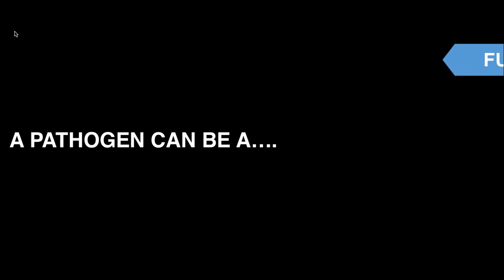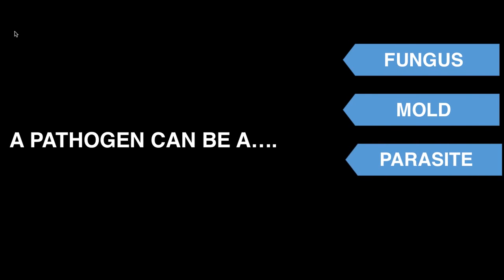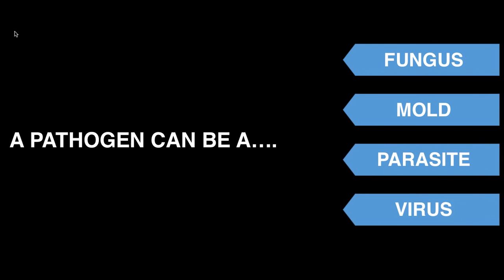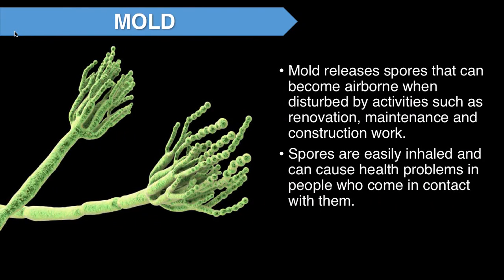A pathogen causes disease. A pathogen can be a fungus, a mold, a parasite, or a virus. Mold releases spores that can become airborne when disturbed by activities such as renovation, maintenance, and construction work. Spores are easily inhaled and can cause health problems in people who come in contact with them.